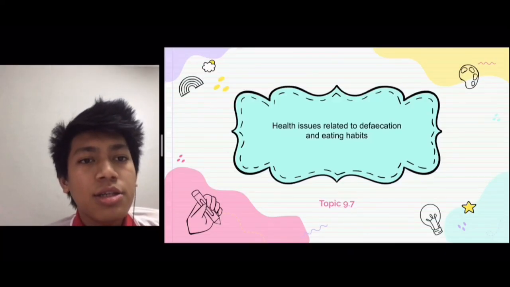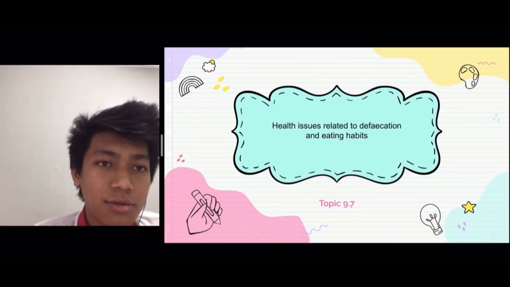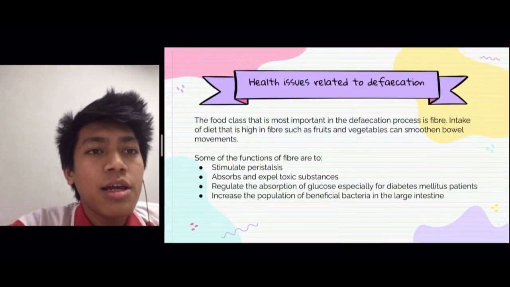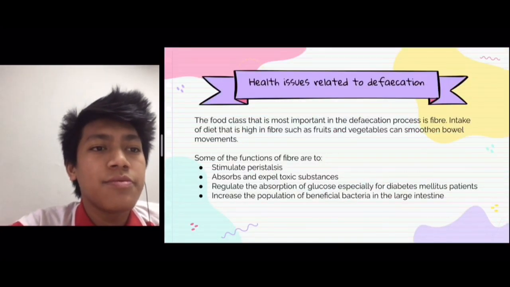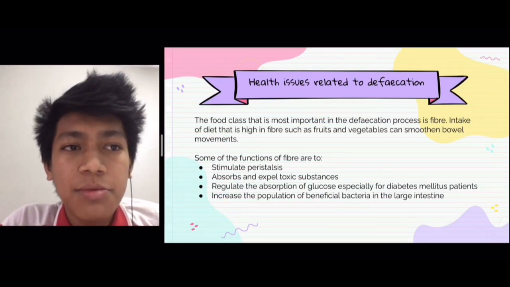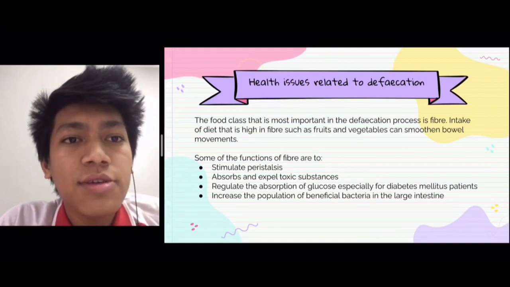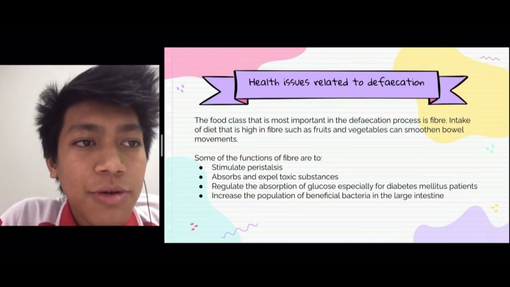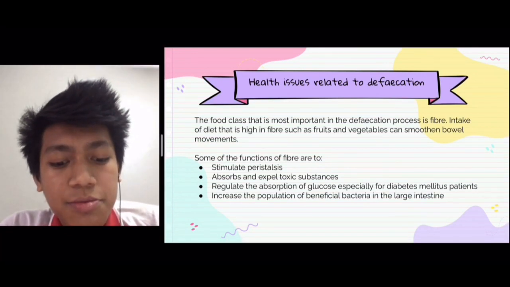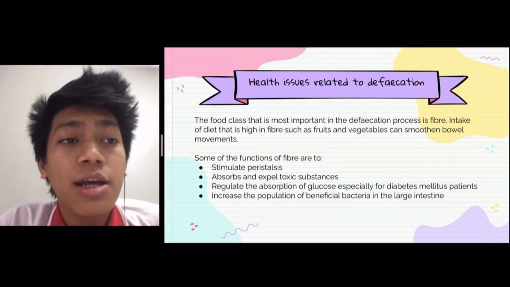Health issues related to defecation and eating habits. Topic 9.7, health issues related to defecation. The food class that is most important in the defecation process is fiber. Intake of a diet that is high in fiber, such as fruits and vegetables, can smoothen bowel movements. This can prevent health problems such as constipation, colon cancer, rectal cancer, and hemorrhoids.